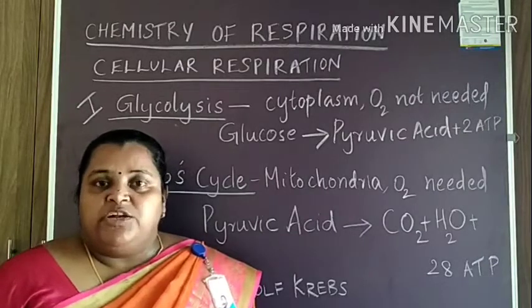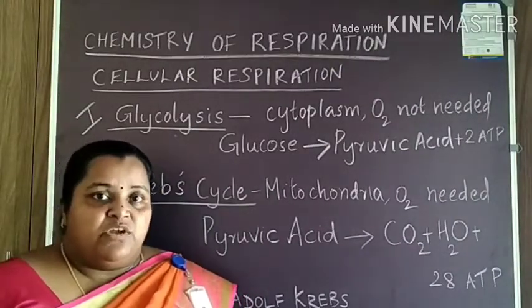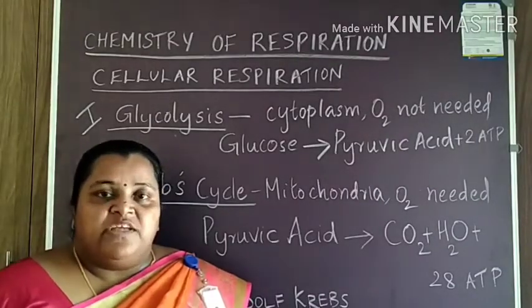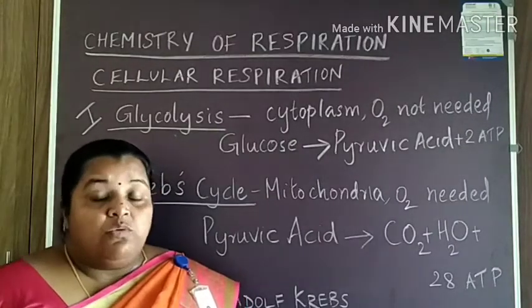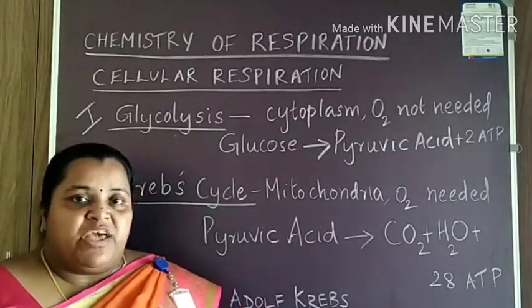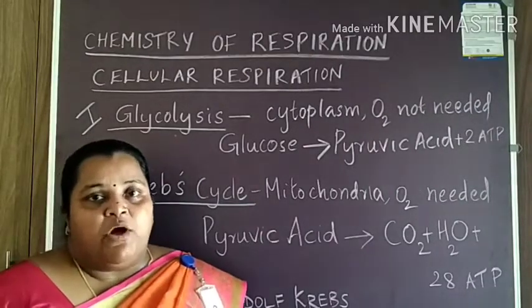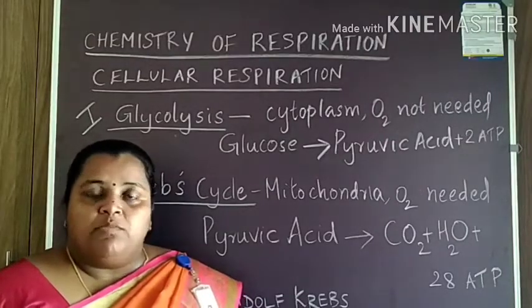It takes place in two steps. The first step of cellular respiration is known as glycolysis. It takes place in the cytoplasm of the cell. Here, glucose is converted into pyruvic acid. This reaction does not require oxygen. It releases 2 ATP molecules.